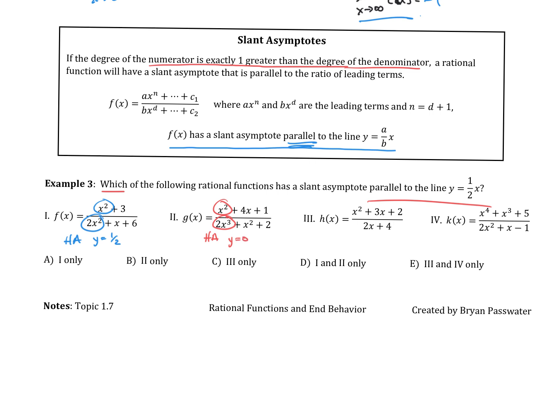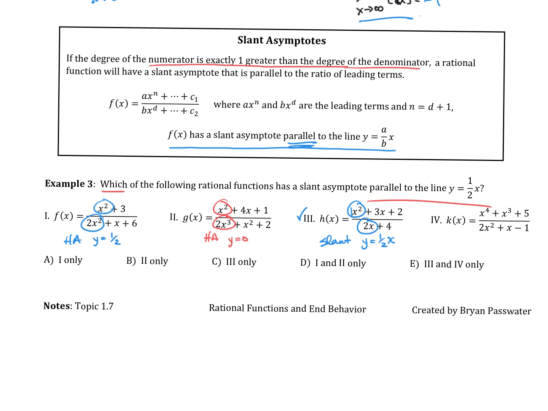Let's look at number 3. What am I looking at in my numerator? What am I looking at in my denominator? 2x. Does that give me a slant asymptote? Yes. Why? Because the numerator is 1 bigger than the denominator. And so then we look at the coefficients. So it'd be parallel to y equals 1 over 2x. So did number 3 work out? Yes.